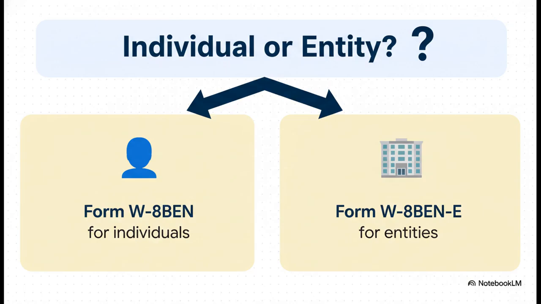Now, which W-8 do you actually need? Well, it's pretty simple. Is your contractor just an individual, a freelancer? You need a Form W-8BEN. Are they working as a foreign company, maybe an LLC or a corporation? Then you need the W-8BEN-E. That's it. Getting the right one is step one.